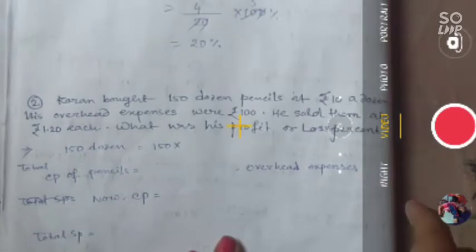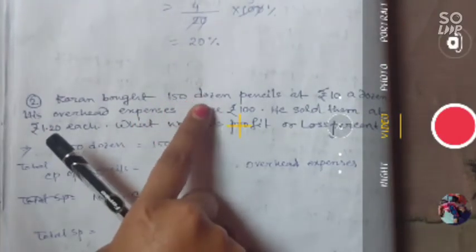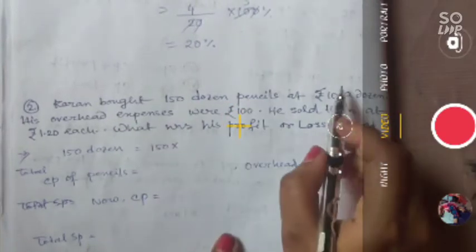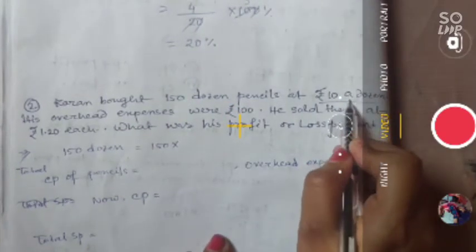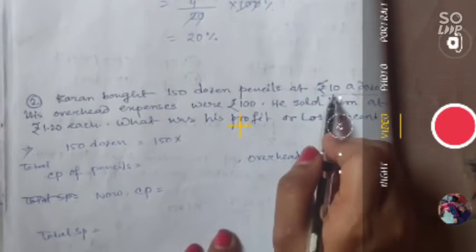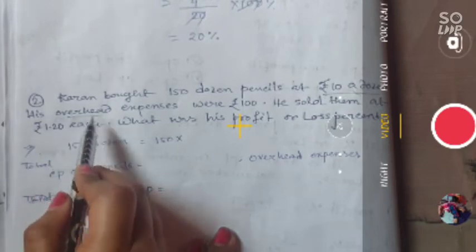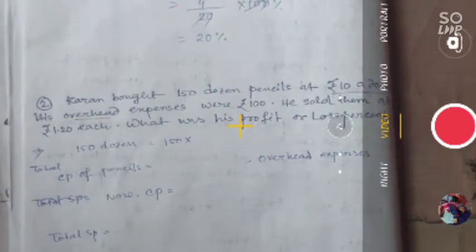Now look at this math. Karan bought 150 dozen pencils at 10 rupees a dozen. That means per dozen, the cost price of per dozen pencil is 10 rupees. His overhead expenses. So, what is overhead expenses?